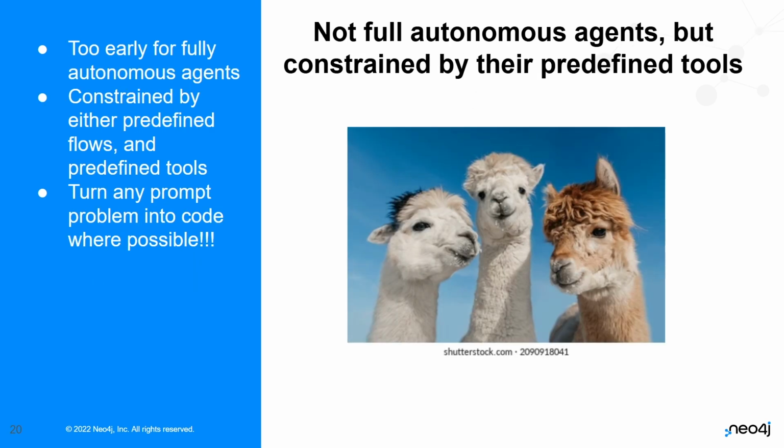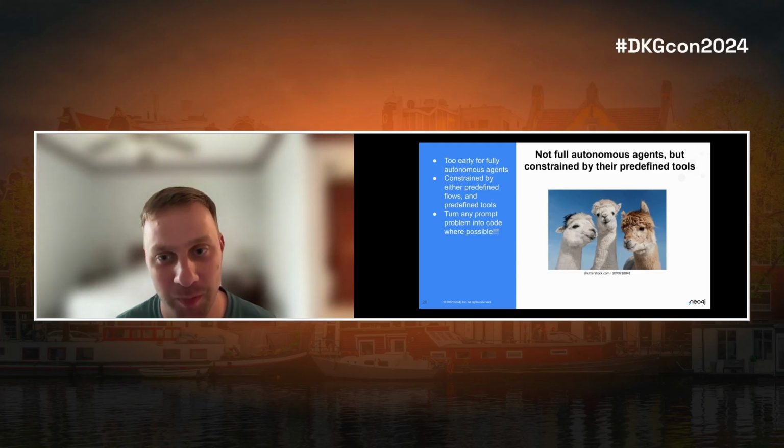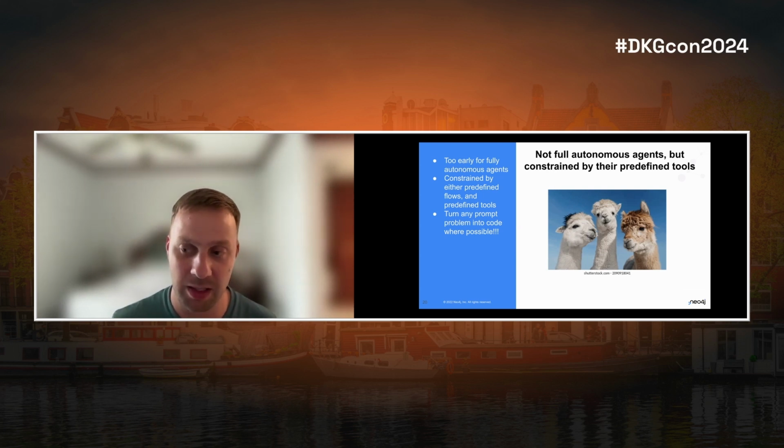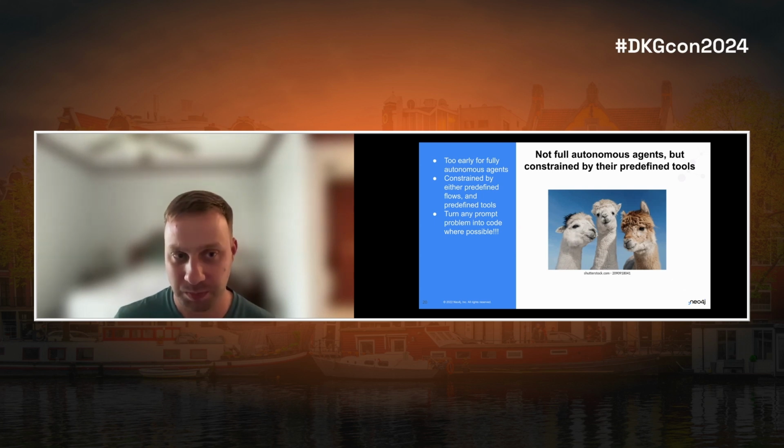So the main idea that I want you to take is that at the moment, while fully autonomous agents are really cool, we aren't yet at the stage where you want to have fully autonomous agents in production. They're nice for demos, but for production, you want to constrain them and give them predefined tools instead of just allowing them to do whatever they want.